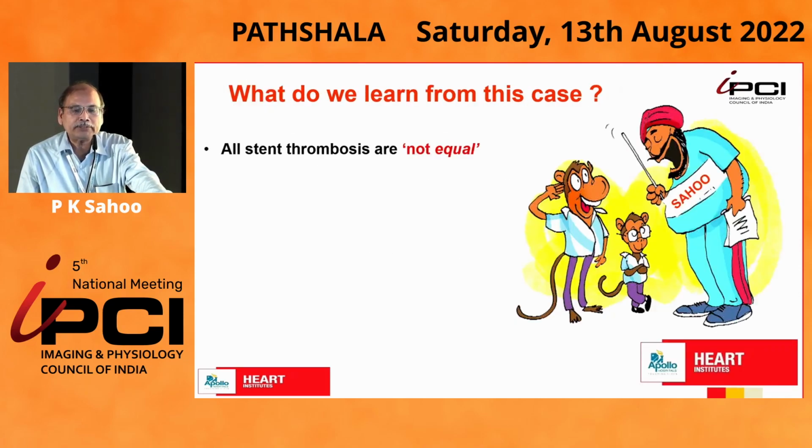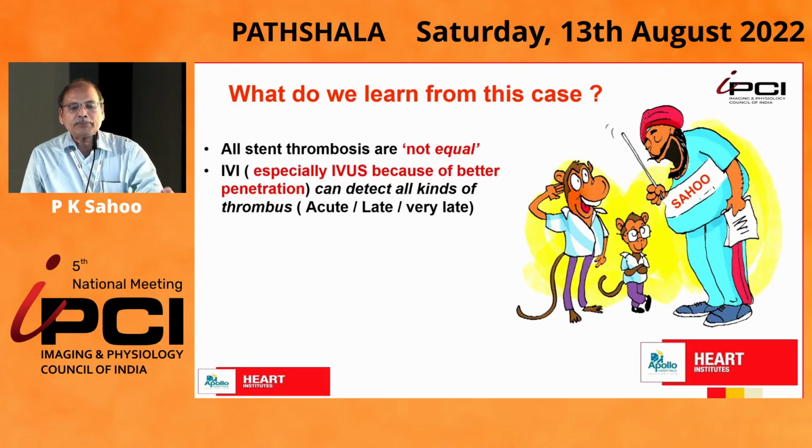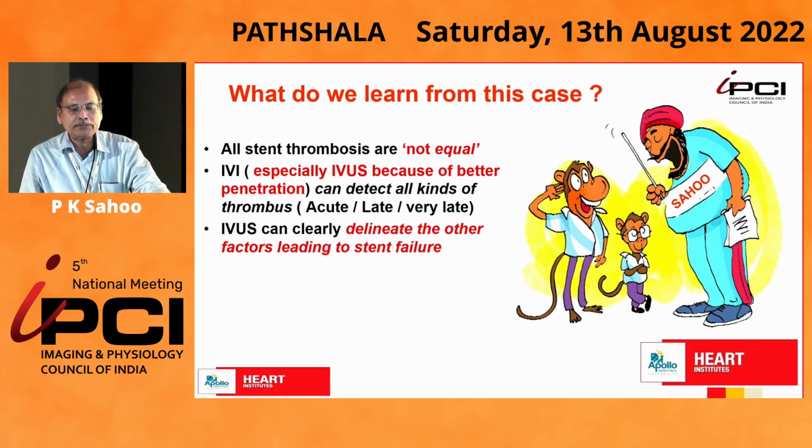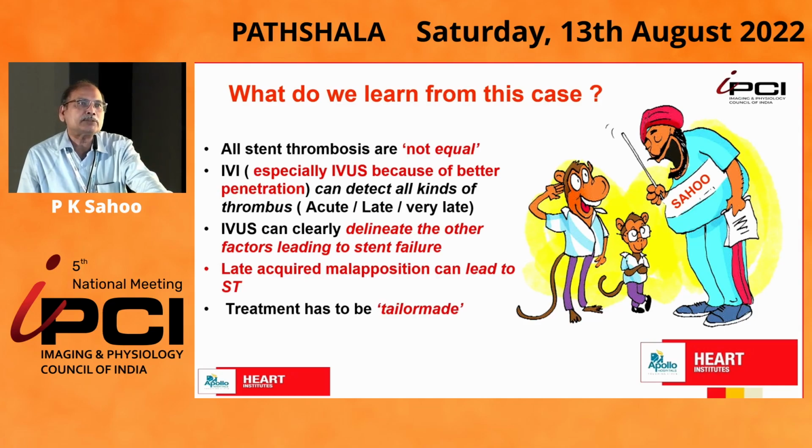So what do we learn from this case? All stent thromboses are not equal. Intravascular imaging, especially IVUS, because of better penetration, can detect all kinds of thrombus, be it acute, late, or very late. IVUS can clearly delineate the other factors, especially mechanical factors leading to stent failure. Most importantly, late acquired malapposition can lead to stent thrombosis, and treatment has to be tailor-made.